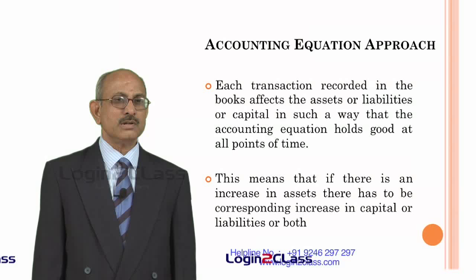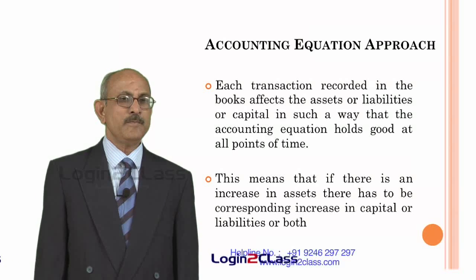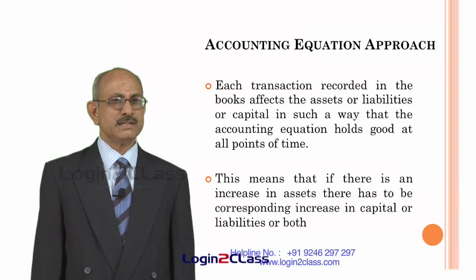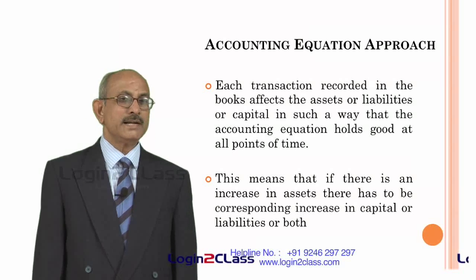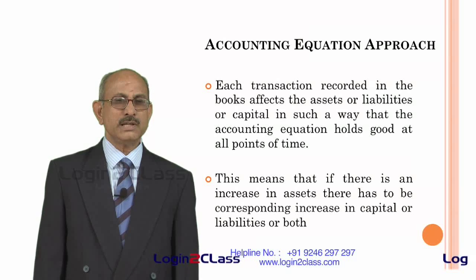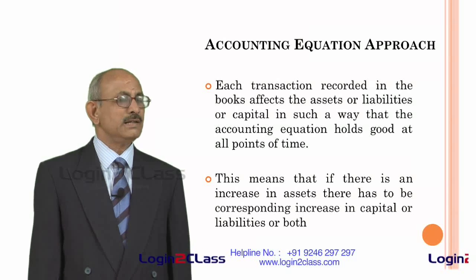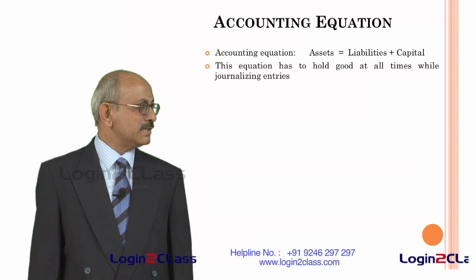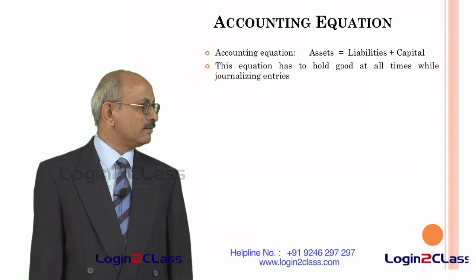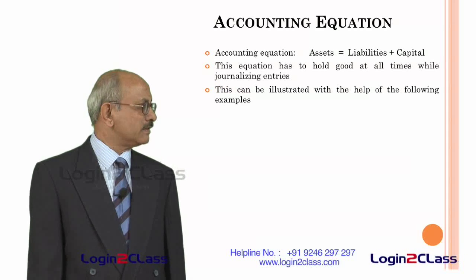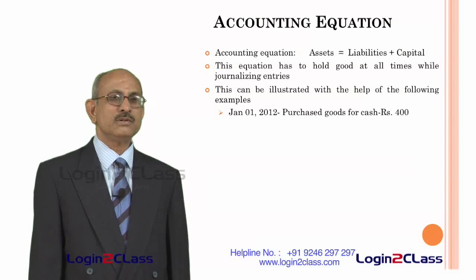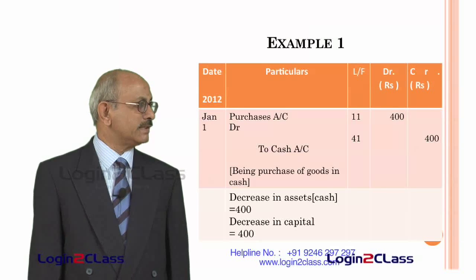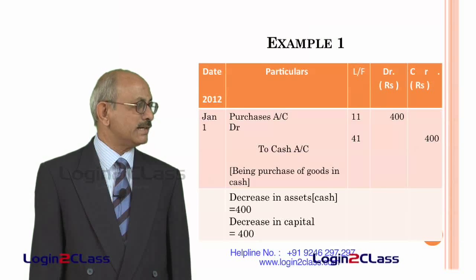In order to find out how this can be verified, we will have some illustrations. We will take some generalization of entries which we have done earlier and try to find out how recording those transactions in the books will take care of the accounting equation. So let us start with the following illustration. There we have been given 9 transactions. First is purchase goods for cash for rupees 400. As we know, purchases account is debited and the cash account is credited with the amount.